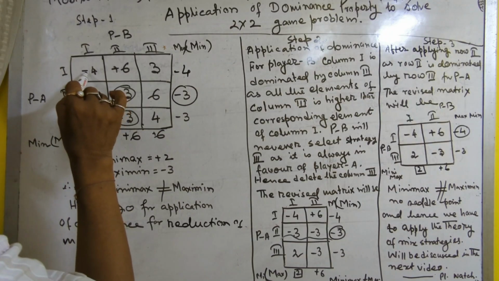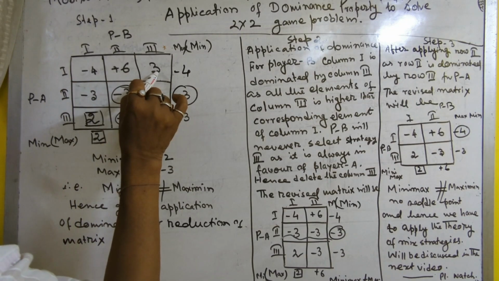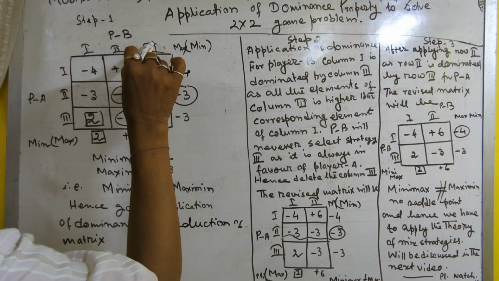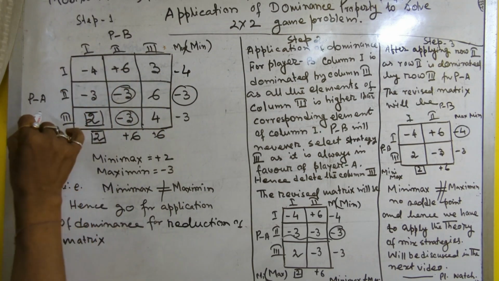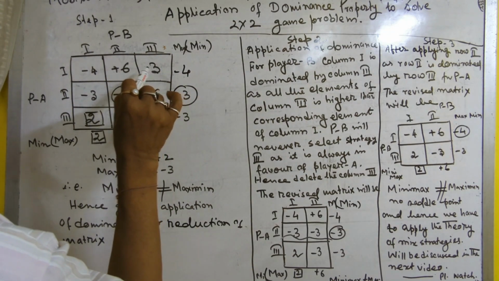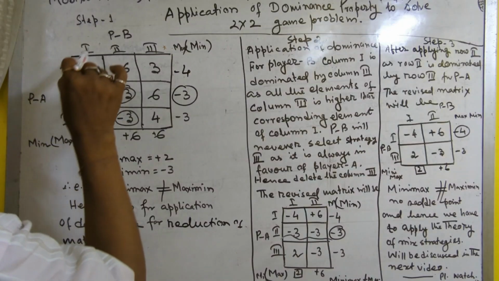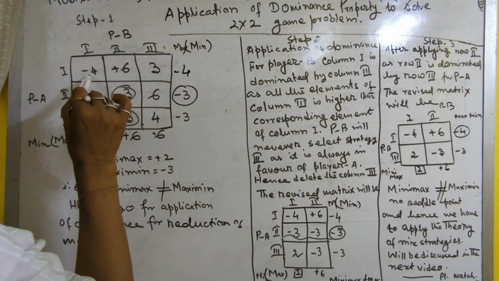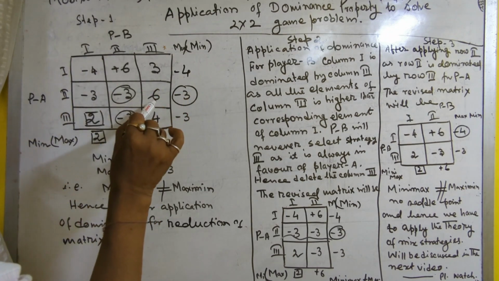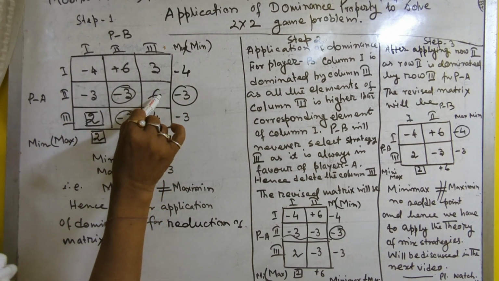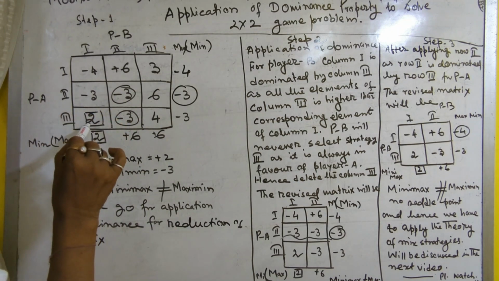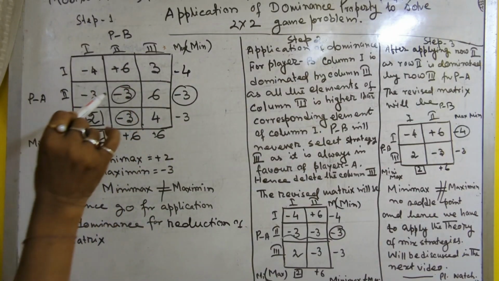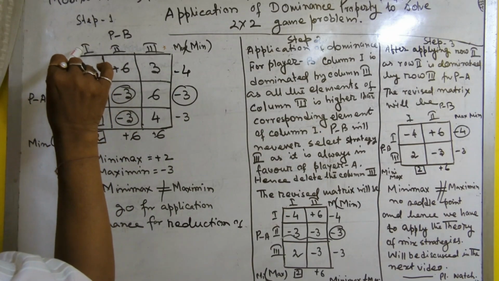That's why in this case you see -4 and +3. That means 3 is higher. That means if player B takes strategy 3, then player A will get more, that is +3 instead of -4 if player B takes strategy 1. In this way, -4 and +3, -3 and +6, that means 6 is higher than -3, and 2 in this case it is 4. So all the elements are higher corresponding to all the elements of strategy 1.